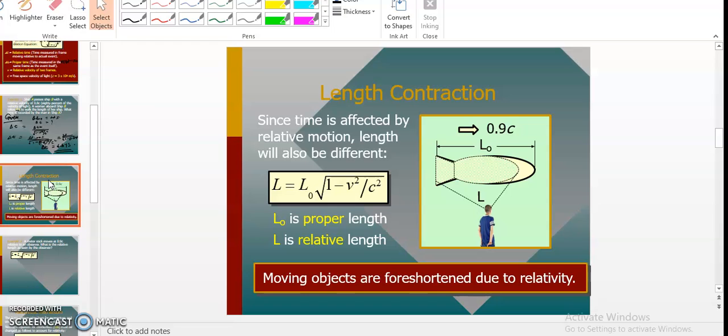Here we are given length contraction. Since time is affected by relative motion, length will also be different. For the derivation of this formula, refer to the previous video where I derived all these formulas. We are going to apply this formula: L is equal to L naught times the square root of 1 minus v squared over c squared, where L naught is the proper length and L is the relative length. Of course, v is the relative velocity, and it is squared. So let's use this formula to calculate the length contraction of an object.